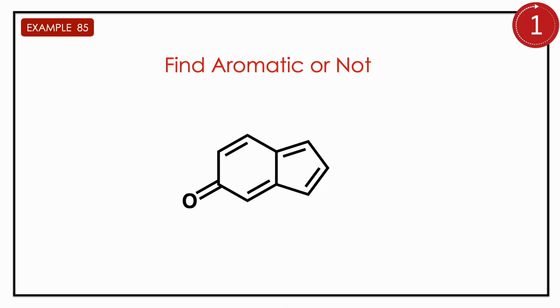Then the next example, you have a fused system which is 6-member and 5-member. You should find whether the given compound is aromatic or not.